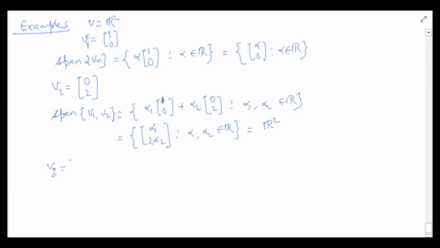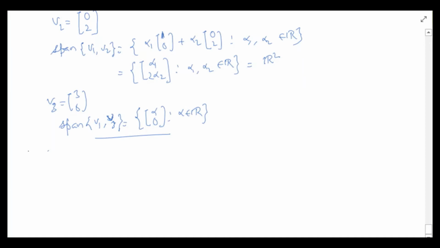By the way, if I define V3 to be 3, 0, it can easily be checked that span of V1, V3 is the same as span of V1. That is, it is still the collection of all alpha, 0 such that alpha is in R.